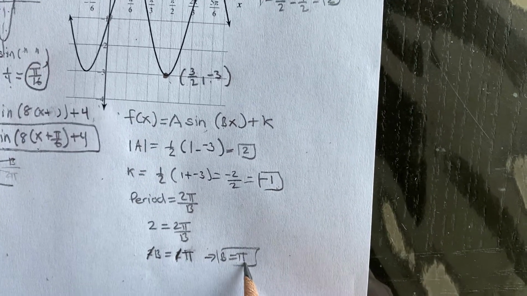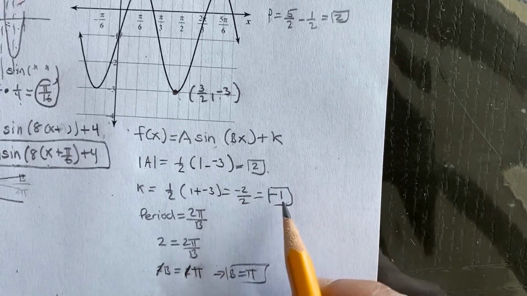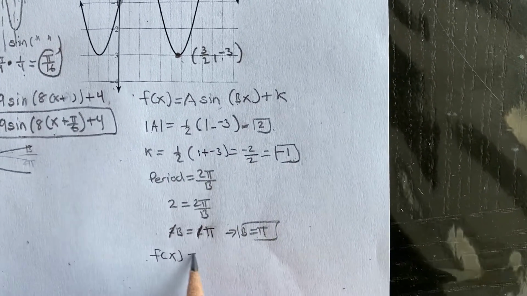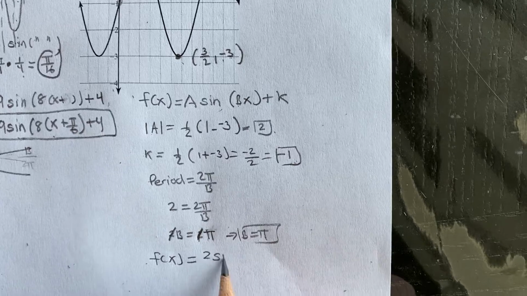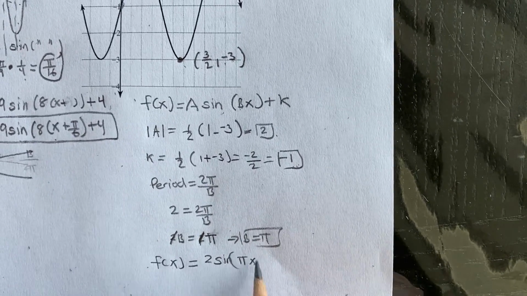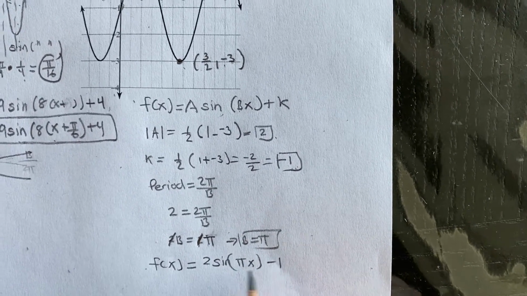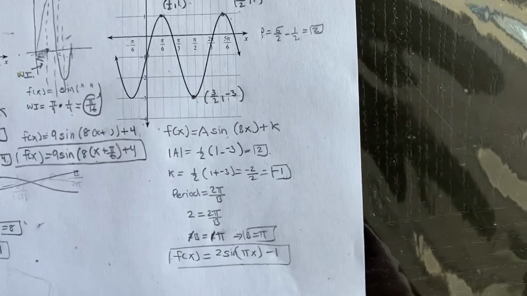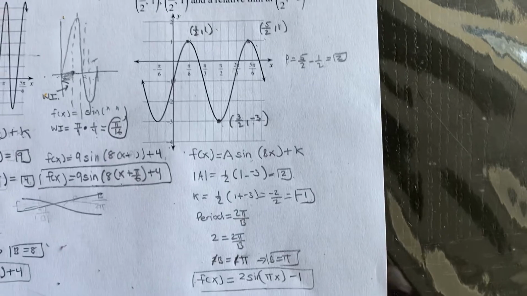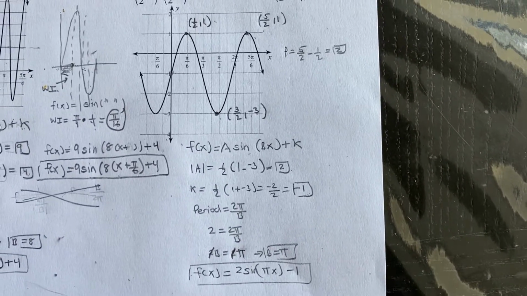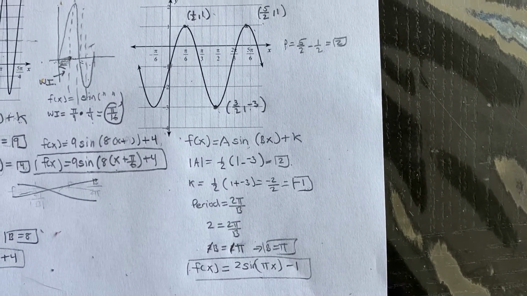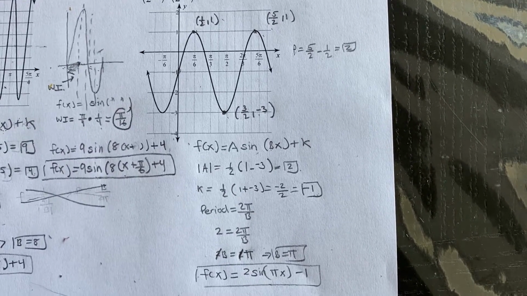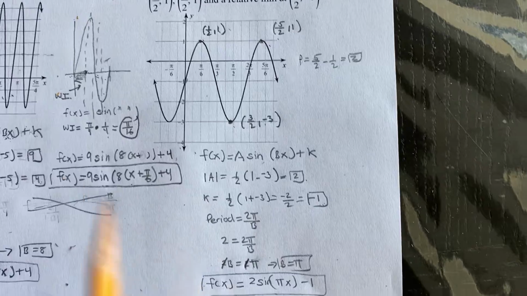Okay, so I got my b, I got my amplitude, I got my k. I can write the equation of the graph. F of x is equal to 2 sine of pi x minus 1. Okay, so that would be the easiest way to do this problem. Again, this is for your information, right? If I want to write this graph a different way, the harder way would be to write it in terms of cosine, just like how I did on the previous problem.